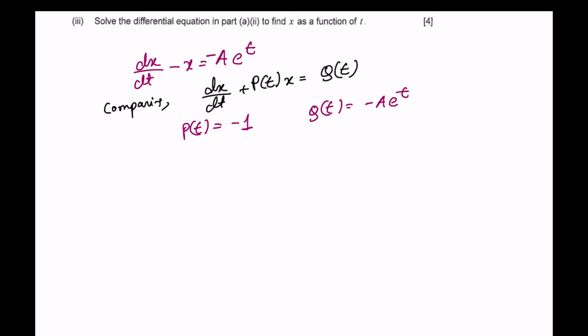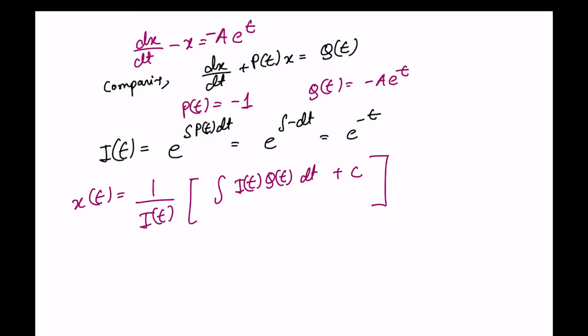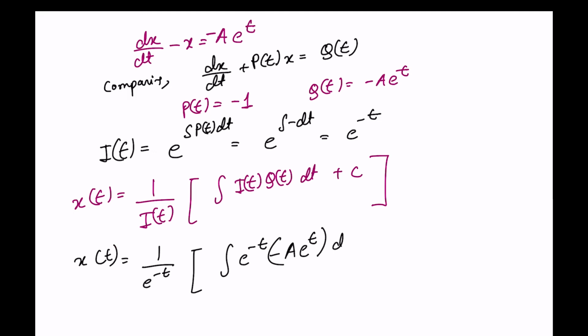Now we have to find the integrating factor. Integrating factor is e to the power of integral of p(t) dt. So this is e to the power of integral of minus dt. This becomes e to the power of minus t. This is the integrating factor. Now what is the solution to this differential equation? It would be 1 by IF times integral of IF times q(t) dt plus c. Now we are more or less done. We just need to plug in the values and evaluate this integral. So 1 by this would be e to the power of minus t, x(t) is the integral of IF, which is e to the power of minus t, times q(t), which is minus a e to the power of t, dt plus c.